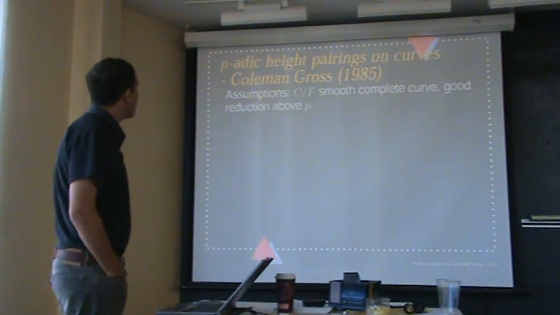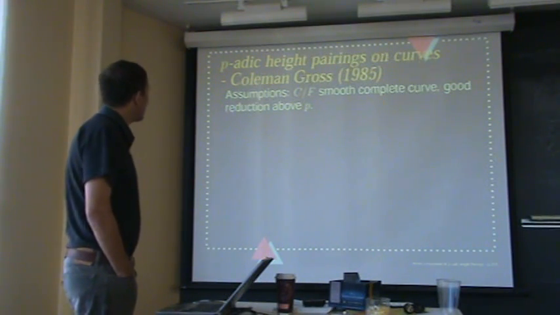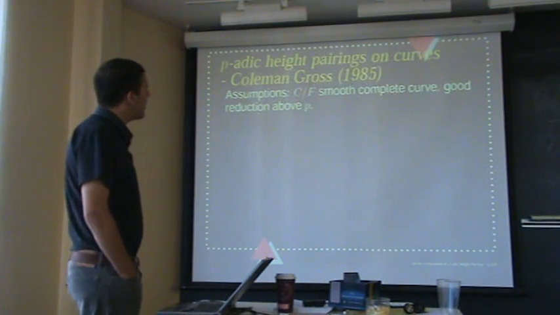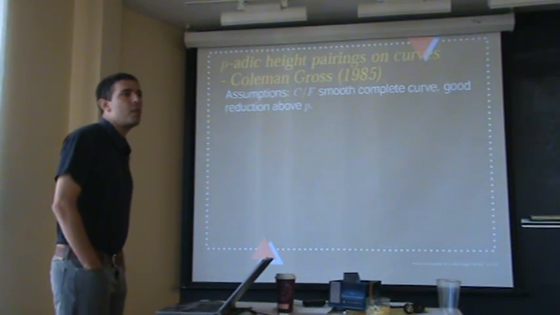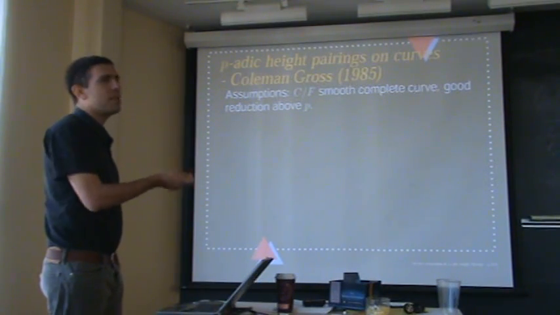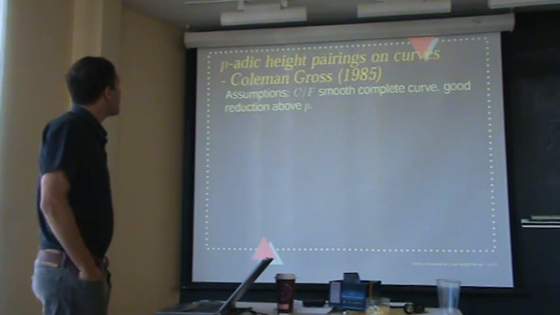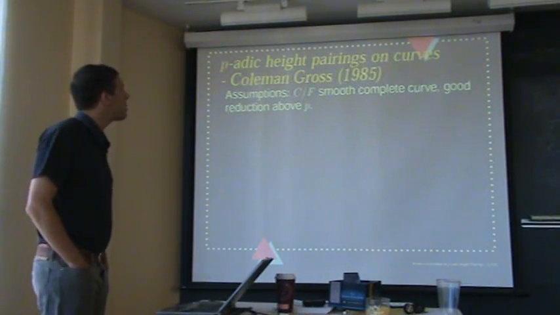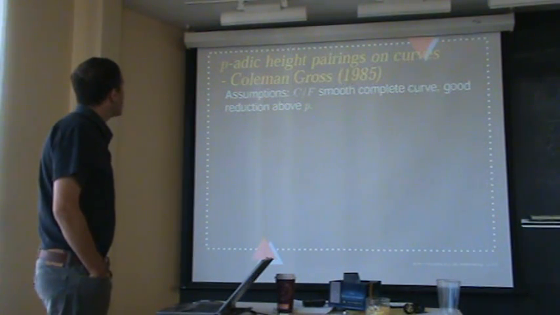Then I think Coleman himself showed that this definition was the same, at least in some cases, as a previous definition for abelian varieties by Schneider. You have to specialize the data in a certain way, and then you get that, which I think Coleman proved. So, as far as I know, all the p-adic height pairings are essentially the same. So just pick one and implement that. So this is work of Coleman and Gross from '85, and again, same assumptions.